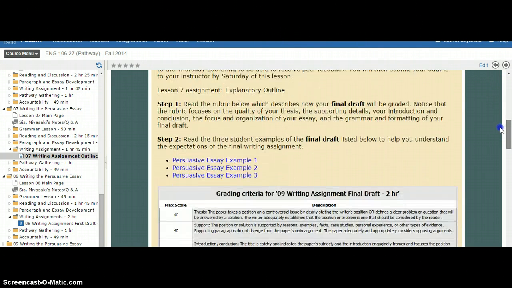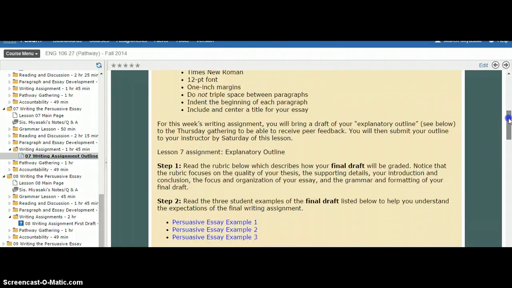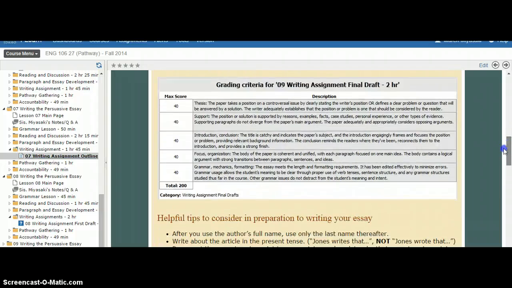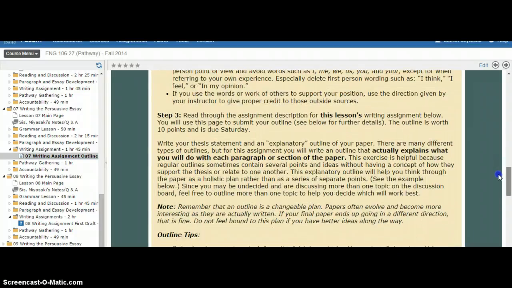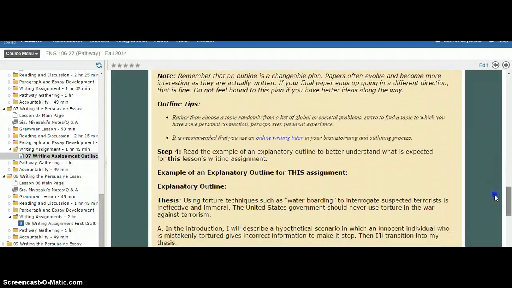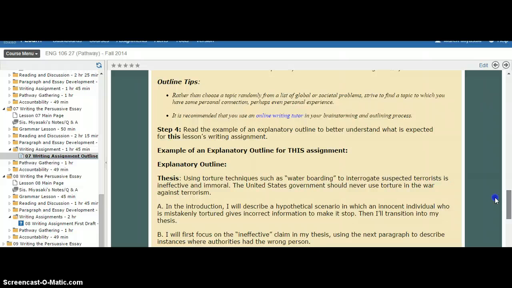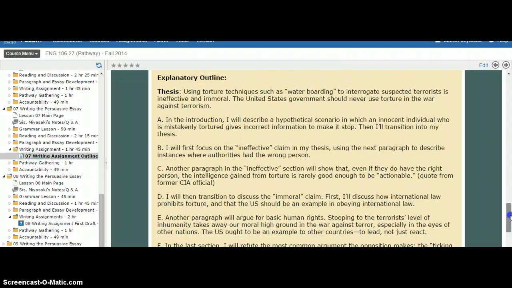So it goes over all these things that you've seen before, the formatting, examples, the rubric, some tips, and then it gets to what you're doing this week, which is an outline. It's an explanatory outline, so instead of just putting down the different points that you have, you're actually going to talk about what you're going to do in your paper, what your purpose is. This is usually a little bit more effective than just an outline because I know what you're thinking and where you're headed. So first off, you start with your thesis.